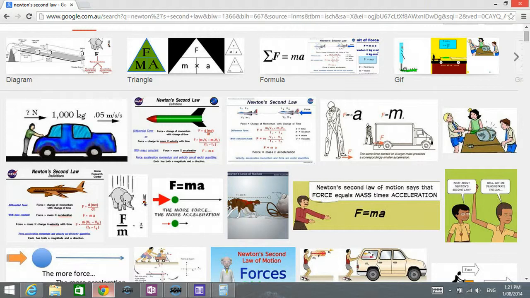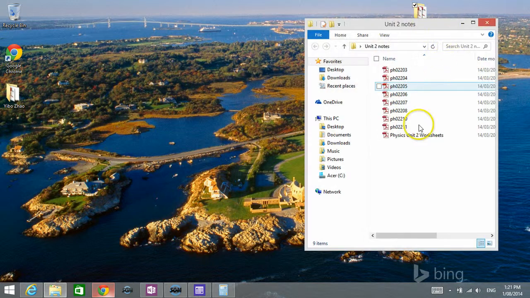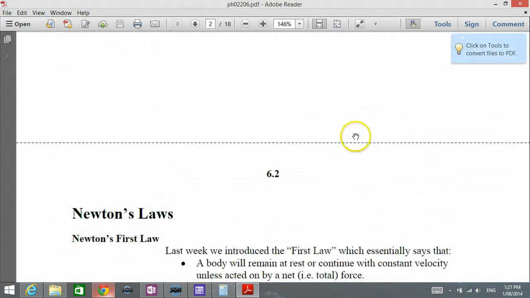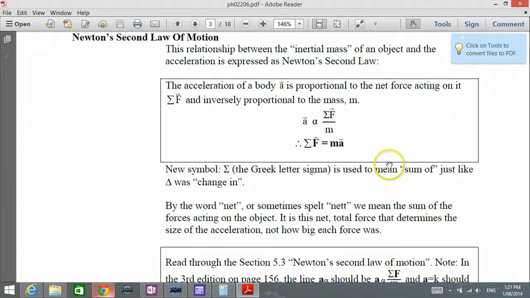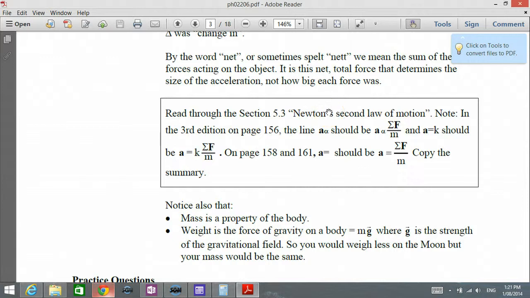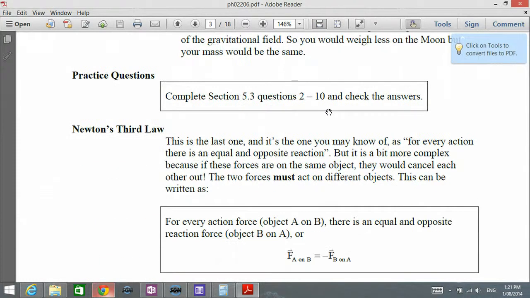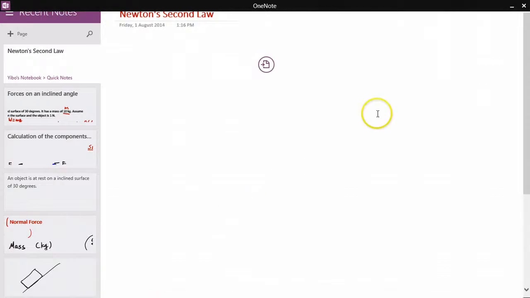In this video, we are going to learn about Newton's second law. Okay, so let's go to your notes, week 6. If you look at Newton's second law, it's basically an equation. Newton's second law can be summarized in an equation. So let me show you how I do that.